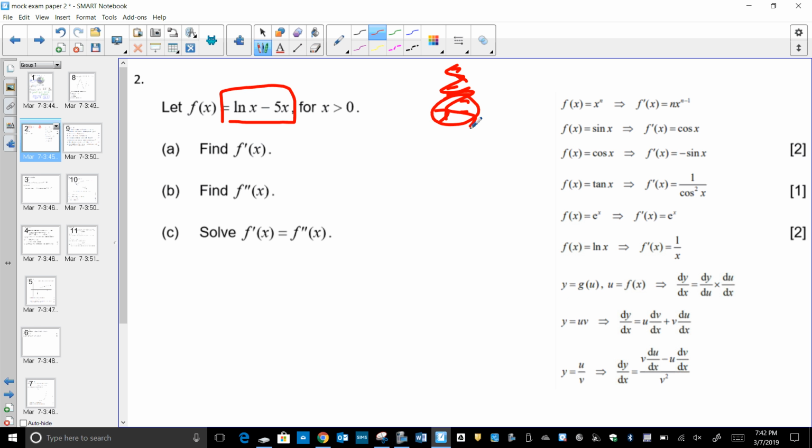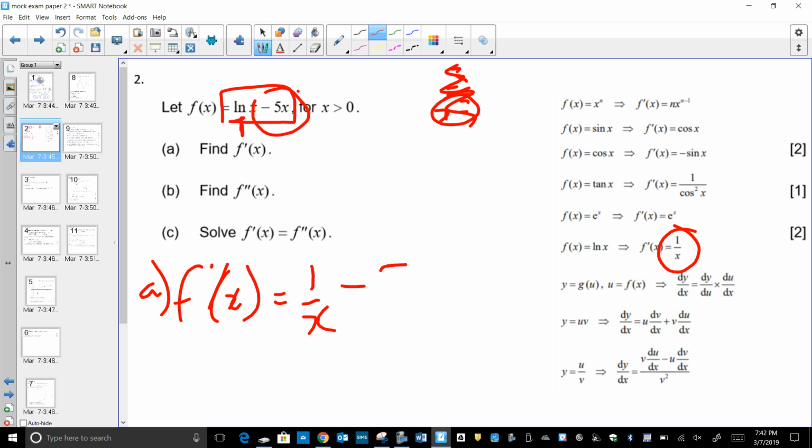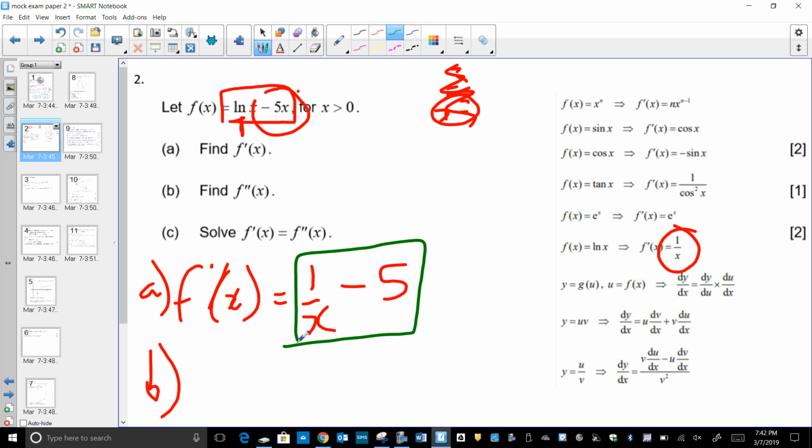So the derivative of the first term is 1 over x. So f dash x is 1 over x. And the derivative of minus 5x is just minus 5. So that's our first derivative, 1 over x minus 5. Part B. Now our second derivative, we have to differentiate this. Now this is not useful as it is because we've got x on the bottom, as we just said. So we're going to rewrite this as x to the minus 1 minus 5.